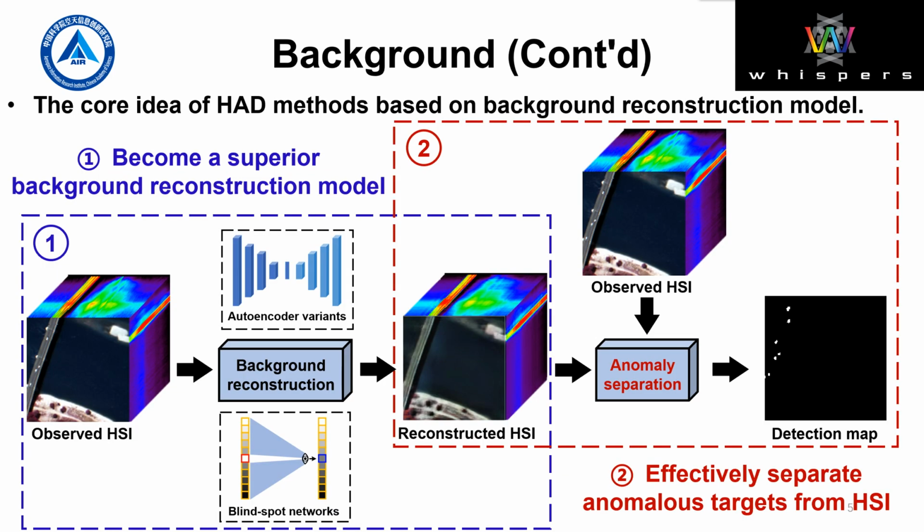In recent years, deep learning has been widely used in hyperspectral anomaly detection with its powerful feature mining capability. The current mainstream method is based on the background reconstruction model, and the core idea of this group is to reconstruct the background in hyperspectral images well with the help of some advanced networks such as autoencoders, GANs, and blind spot networks, and then separate the anomalous targets from the images effectively.